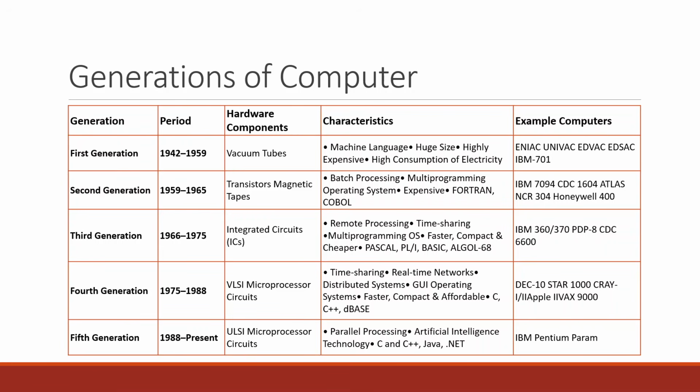ENIAC, UNIVAC, EDVAC, EDSAC, IBM. A computer system, they are having some names, but internally those are having some expansion. We need to understand those expansions.